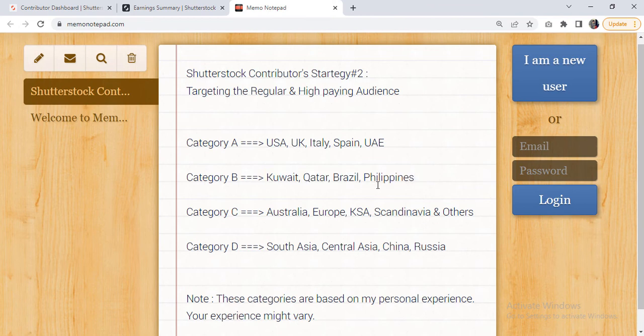I can't remember them. So then we have category C: Australia, rest of the Europe. I have already listed two European countries, so you could target the rest of the Europe as well. Then we have Kingdom of Saudi Arabia. Scandinavia is part of Europe, so you could remove it. And others. I mean, obviously I can't list each and every country.